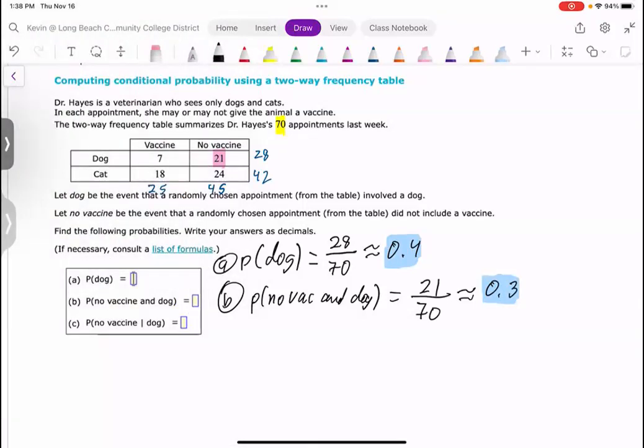And now we're to that given clause, part C. What's the probability no vaccination given that it's a dog? So probability no vac given that we're only choosing out of the dogs. That means my denominator needs to be the dogs only. How many dogs are there total? There's 28. And how many non-vaccinated dogs are there? 21. Again, that's the same pink highlight there.